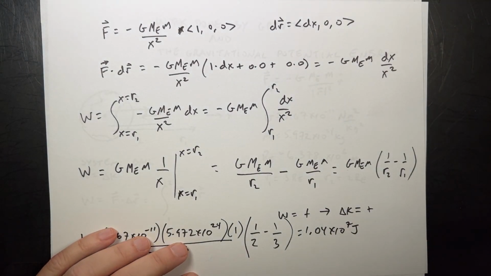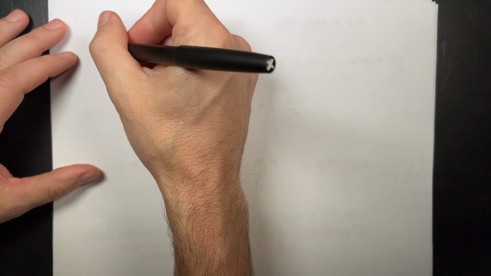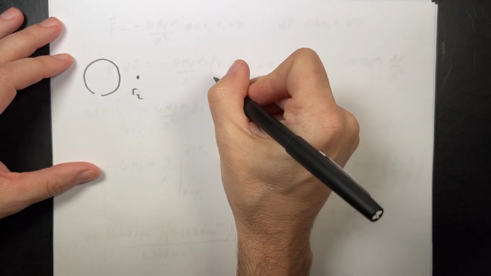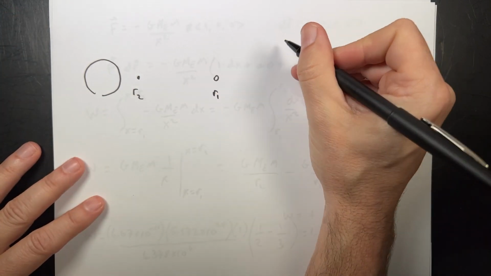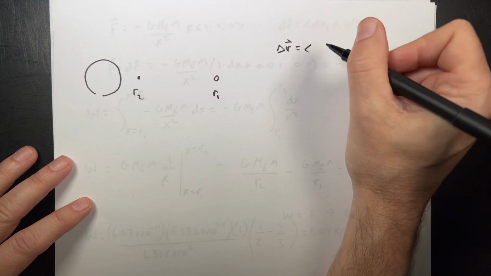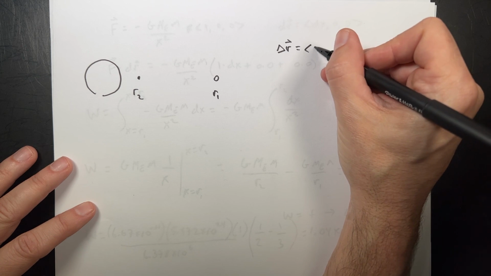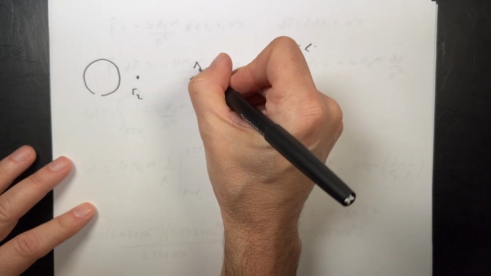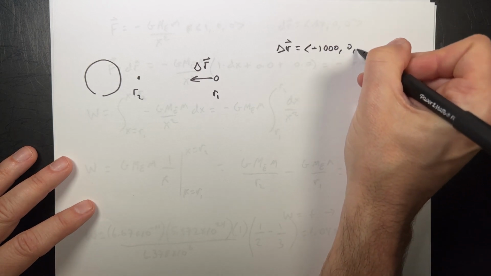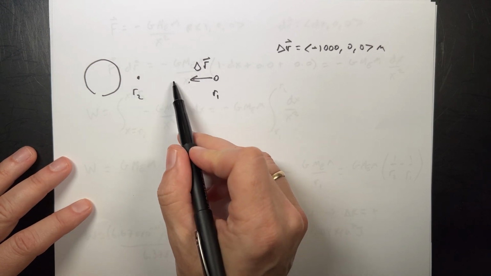Okay, how would we do this same thing numerically without integrating? Well, what we're going to do is integrate without integrating. So here's my picture. Here's R2. Here's R1. So I'm going to pick delta R as the vector. Let's pick 1,000 meters. So delta R is this way, delta R is negative 1,000 meters. So I'm going to go from here to there, and then the next step would be from here to there.